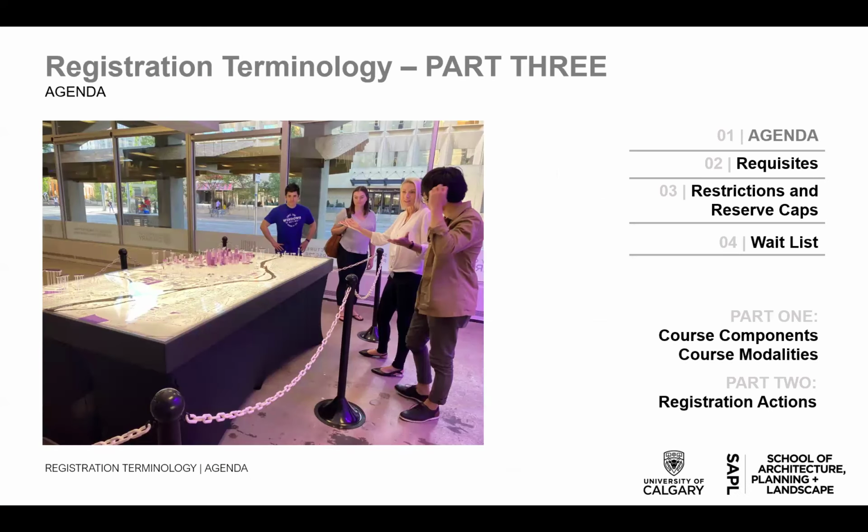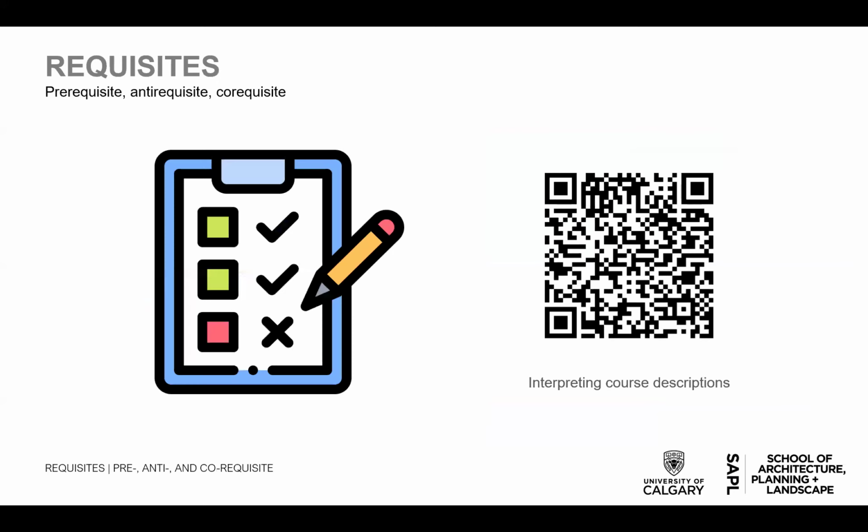In part 3, the final part of the registration terminology series, I'll go over requisites, restrictions, reserve caps, and the wait list, which you will encounter during your registration experience. Requisites are conditions that you need to meet before you can register into a course. The QR code on the right will show you more information on interpreting course descriptions and includes the requisite definitions. In the next few pages, I'll also show you an example of each requisite.